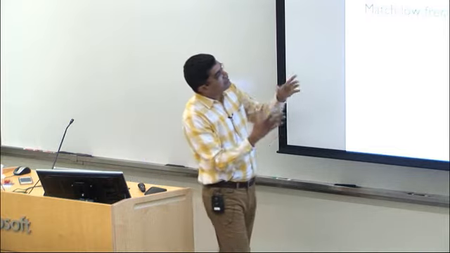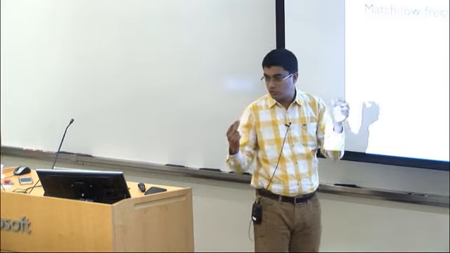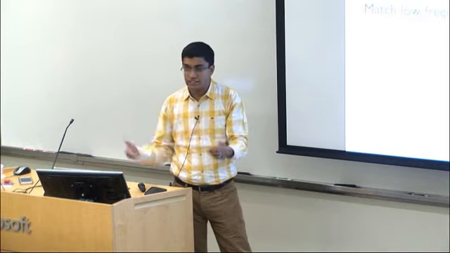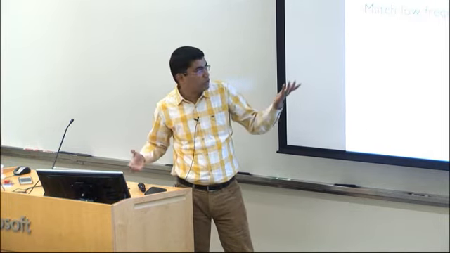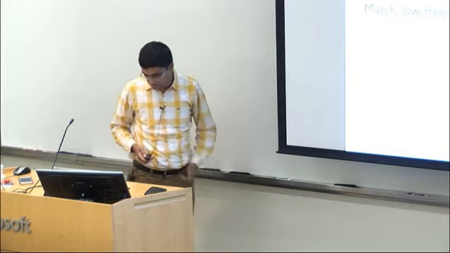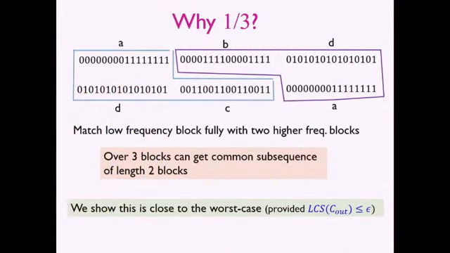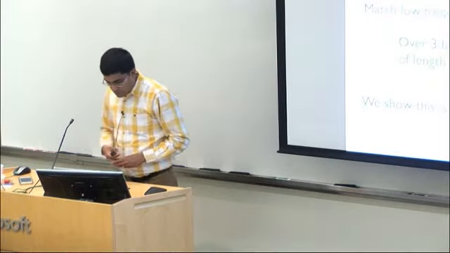And then what you have done here is that you've got a common subsequence of length equal to 2 blocks in a chunk of 3 blocks. So your LCS is about 2/3, and we cannot get past this for this construction. More or less we show that this is close to the worst case, and that's how we show this is the worst thing which can happen, and so we get 1/3.